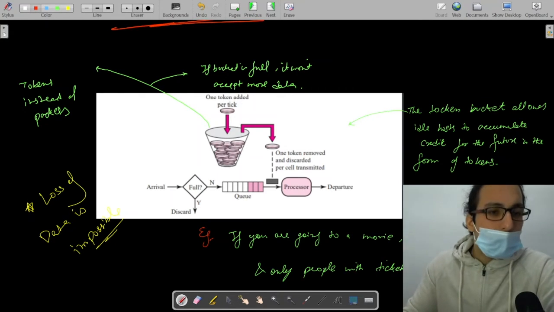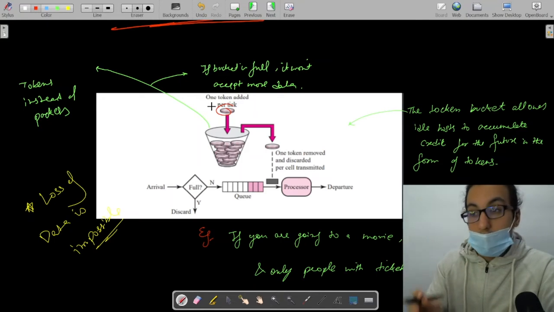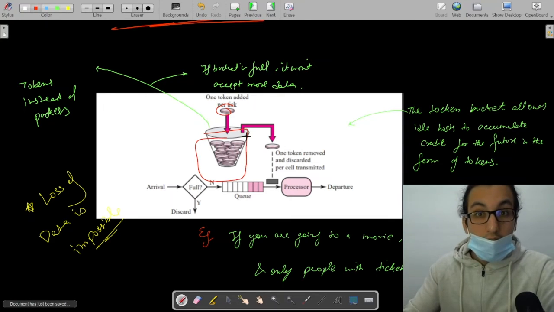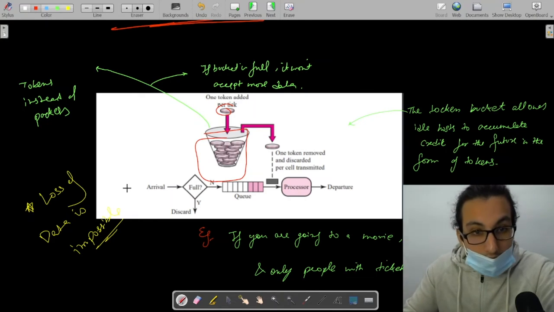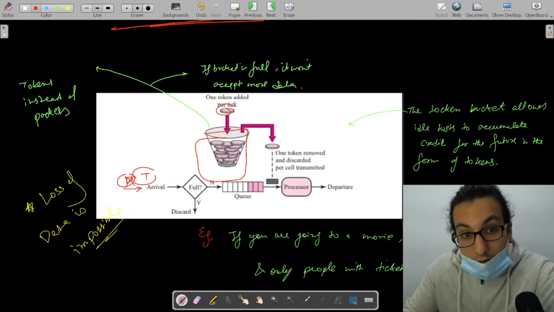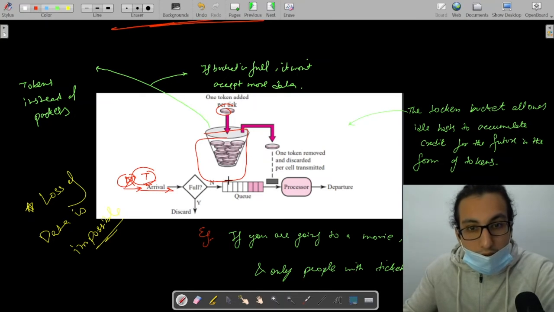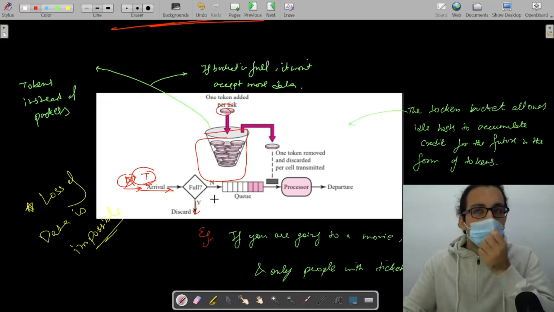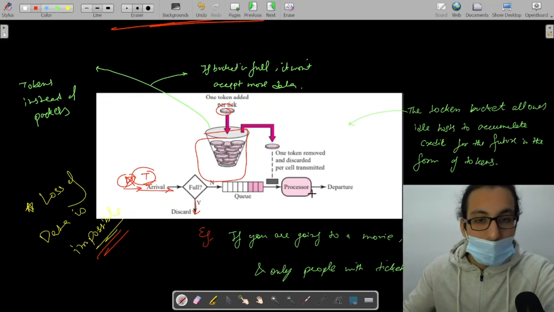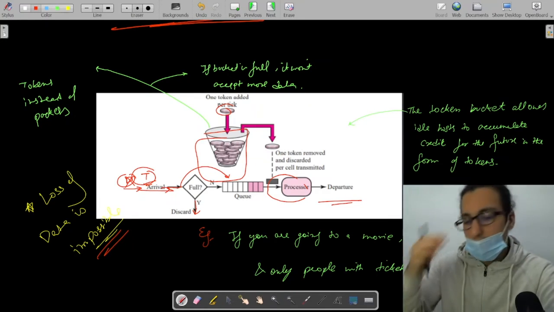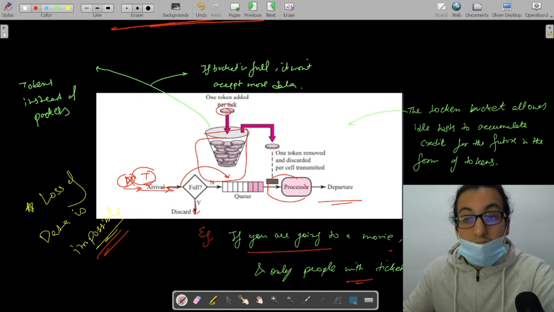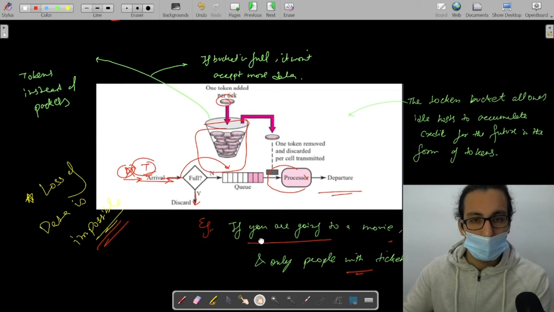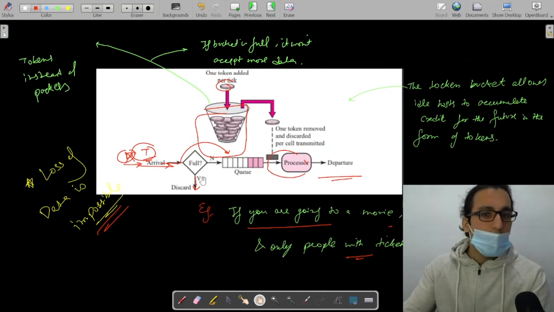So what happens here is that the data is processed in terms of tokens, and if the bucket is full, it won't accept any more data. So the loss of data is impossible, as data doesn't arrive here. Data arrives in the form of tokens. If the bucket is full, the tokens won't be admitted, right? So there is no loss of data. Then the tokens go inside the queue, and then they are processed further. For example, if we take a real life analogy, if you are going to a movie, then you need tokens or tickets, and only people with tickets can go ahead. That's what's happening here. So there is no loss of data, and we have token mechanism.